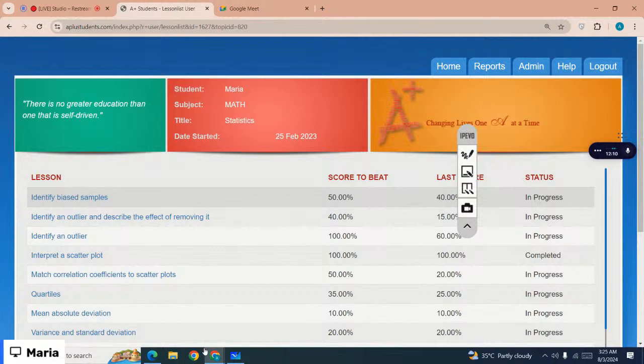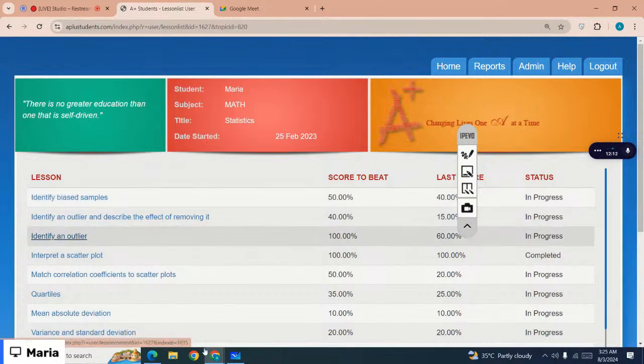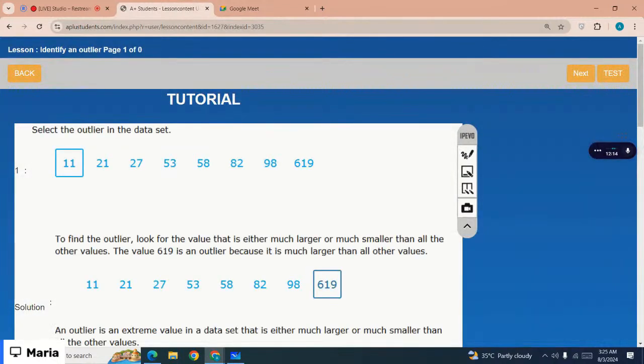The next lesson is identify an outlier. Let's just start with the lesson. Select the outlier in the dataset. So which is the outlier?